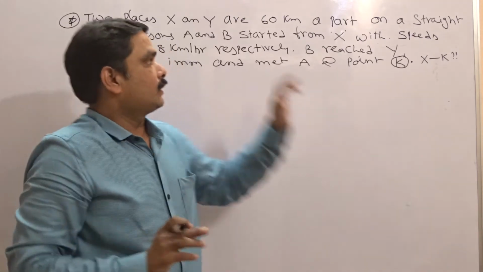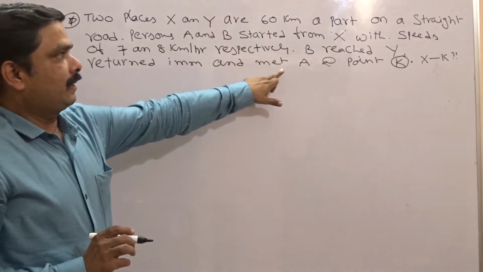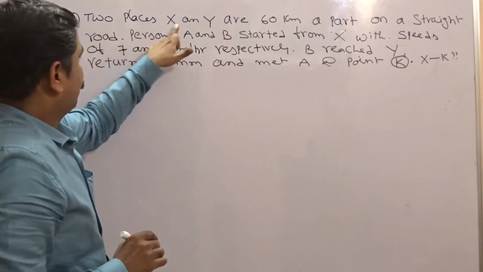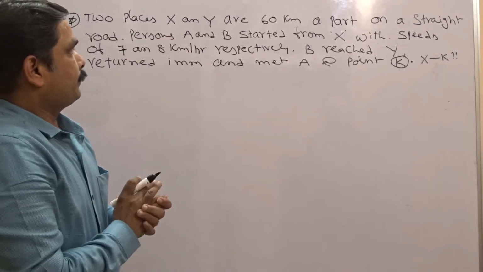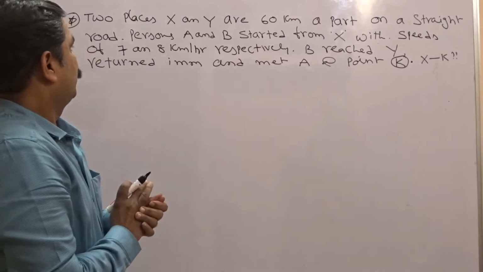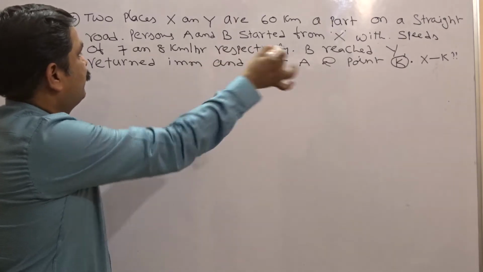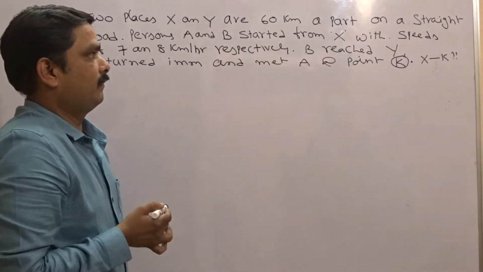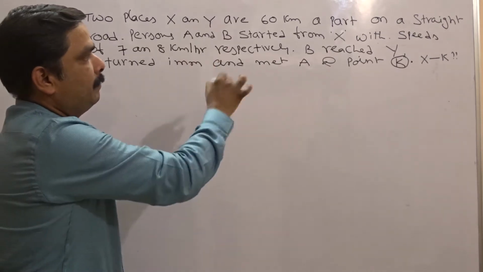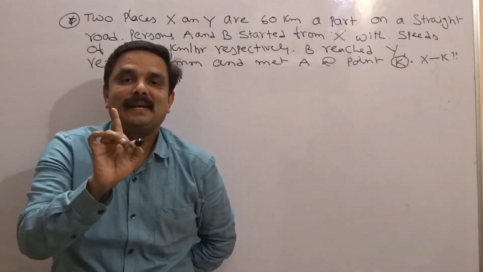Now today let us start with this question. The question is like this. This question is taken from a very recently conducted competitive exam. The question says: 2 places X and Y are 60 kilometers apart on a straight route. Persons A and B started from X with speeds of 7 and 8 kilometers per hour respectively. B reached Y and returned immediately and met A at point K. What is the distance between X and K?